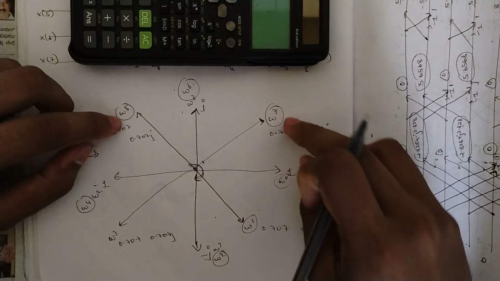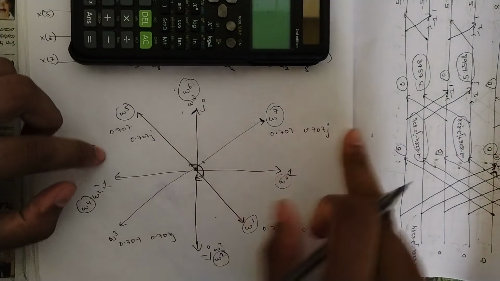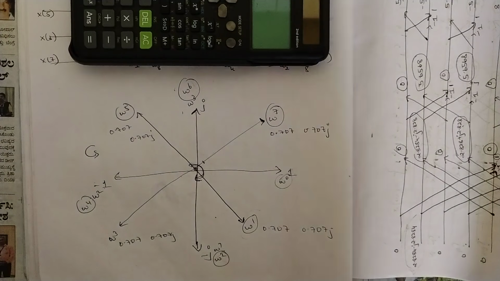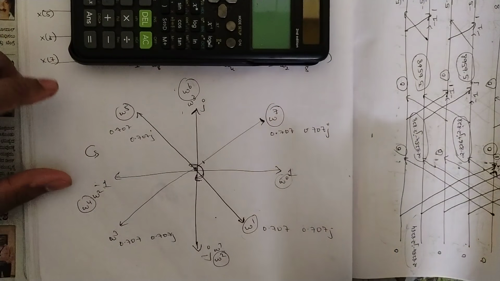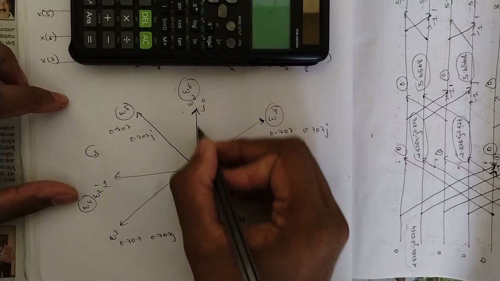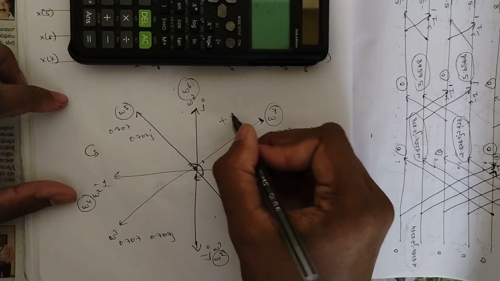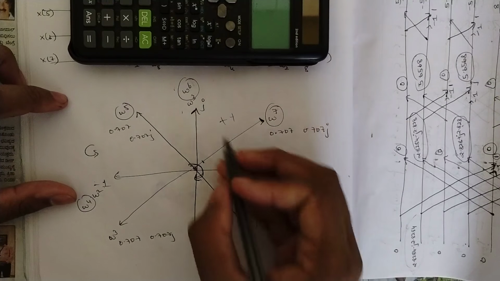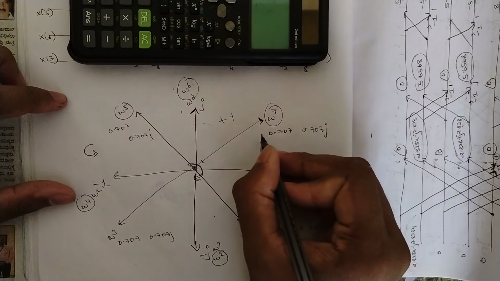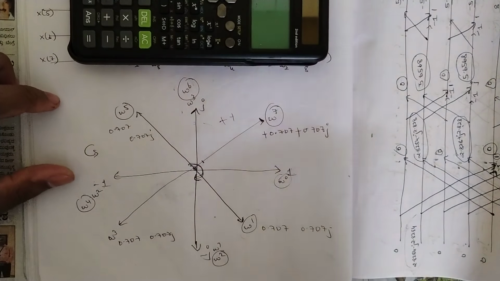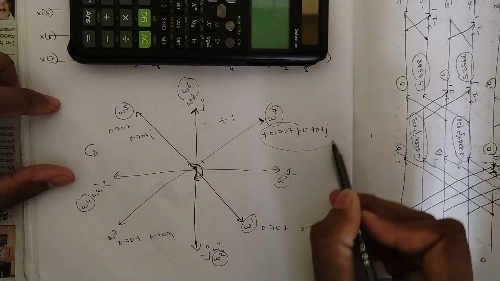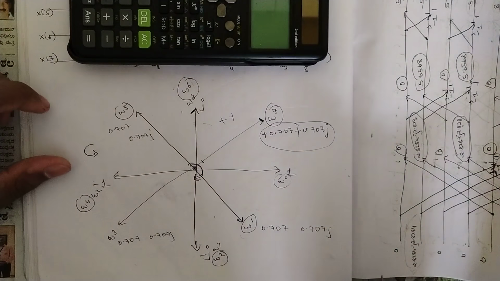Okay, in these 4 terms, these terms are common, only the sign changes according to the quadrant. So this you might be knowing, since this lies in the first quadrant, both the axes are plus, plus. So that's why plus plus. This is the value of W power 7.